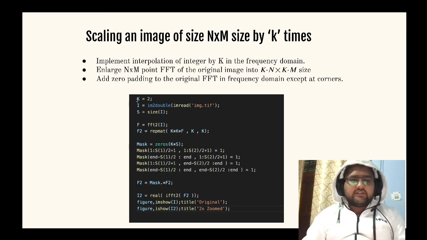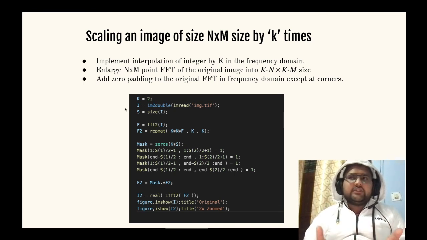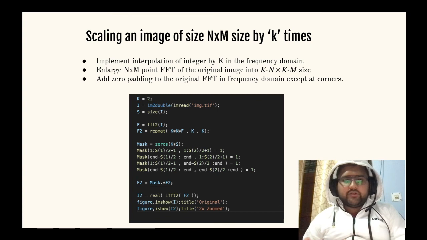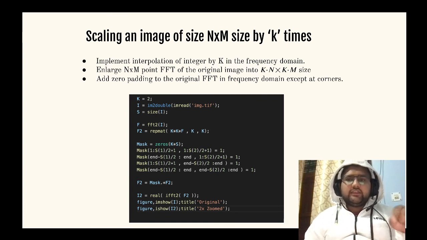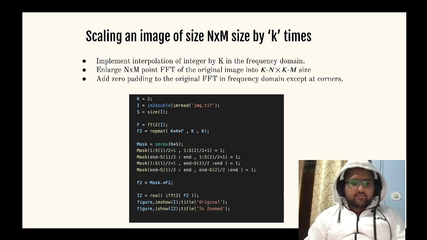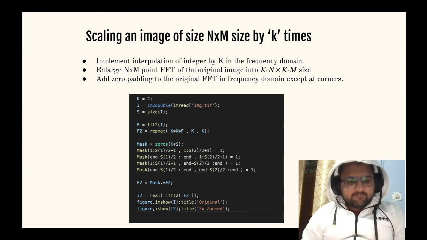So I have doubled it, and then we implement interpolation by an integer. This time the value of k is 2 in the frequency domain. Then we enlarge the n cross m points of the FFT of the original image into k times n cross k times m. So if the image size is 10 cross 20 and the value of k is 2, then it will be 20 cross 40. Now I'll add zero padding to the original FFT in the frequency domain except the corners. So that is how we can do image scaling by Fourier transformation.